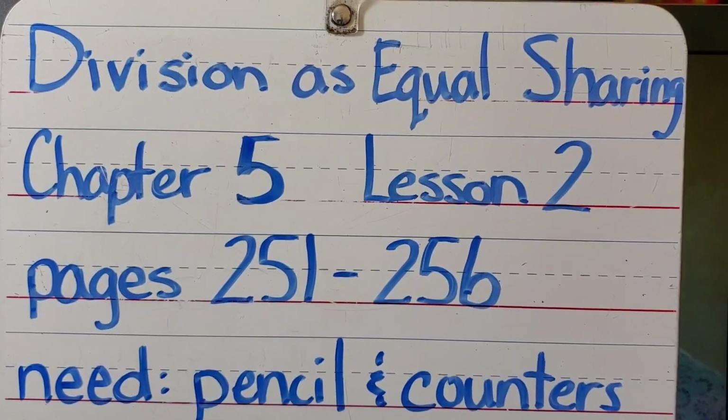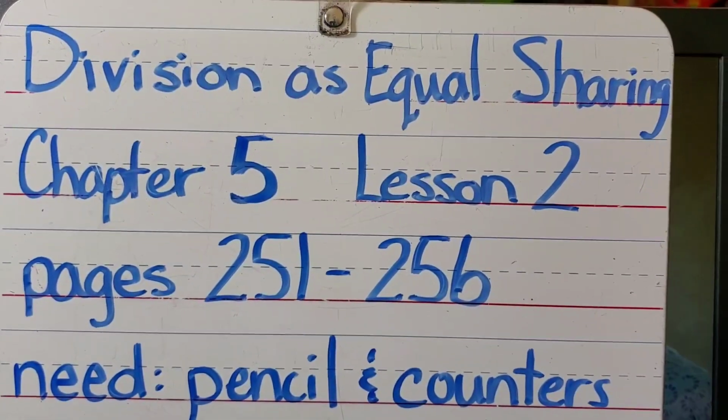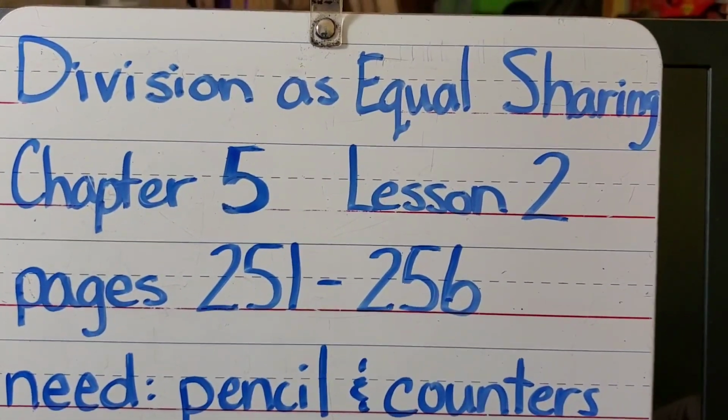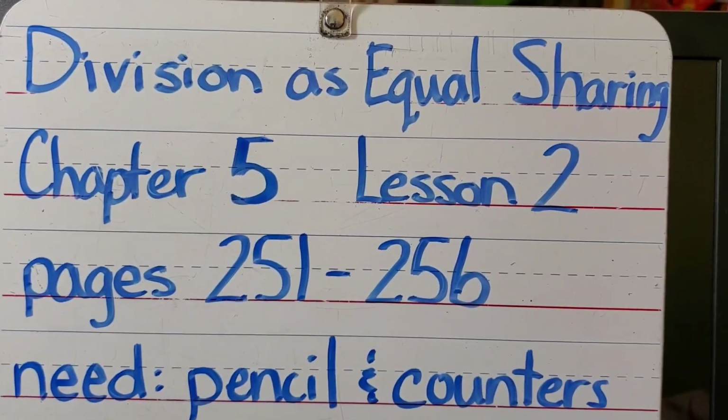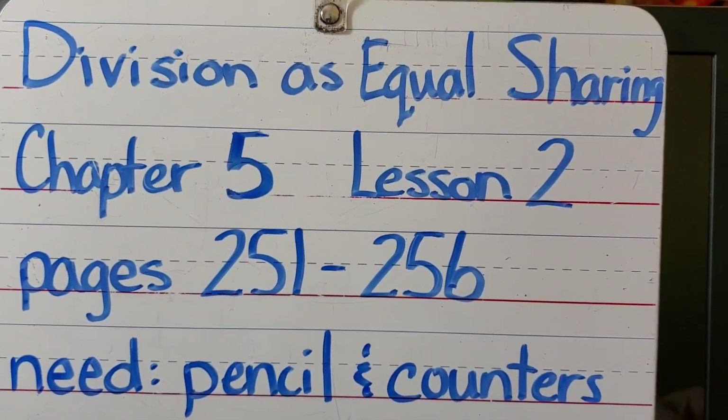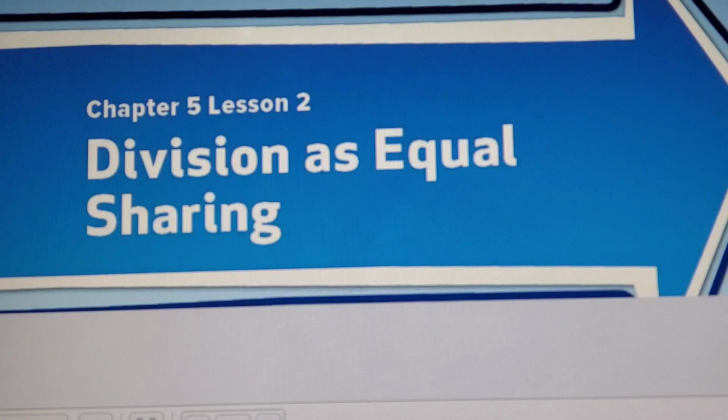Here's the information you need. Division as equal sharing. Chapter 5, Lesson 2. Pages 251 to 256. You need a pencil and counters. This is what the top of your paper should look like. Division as equal sharing. Chapter 5, Lesson 2.